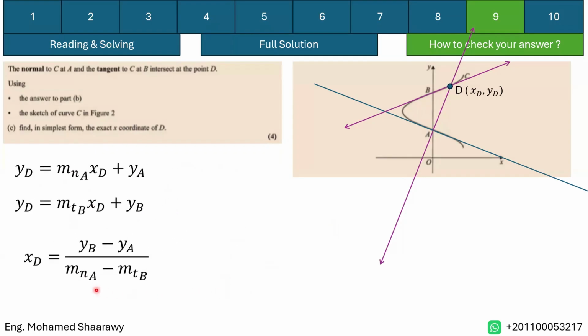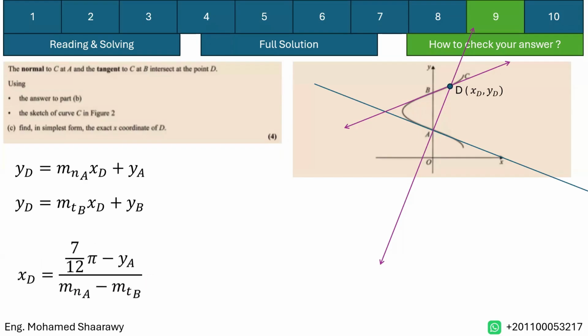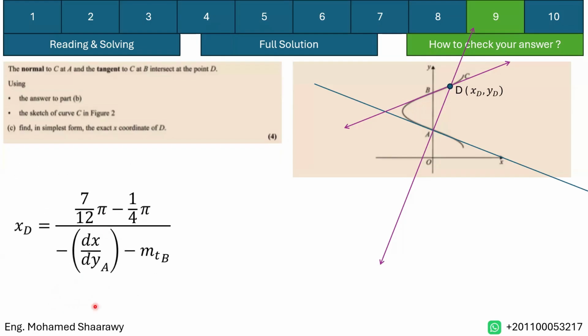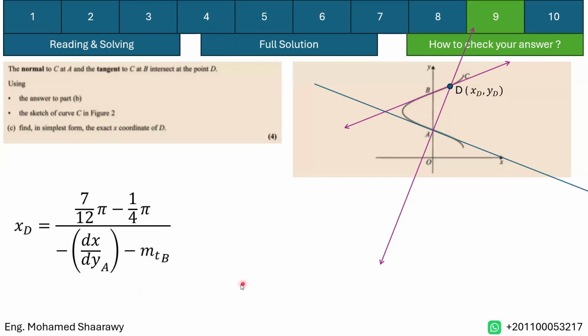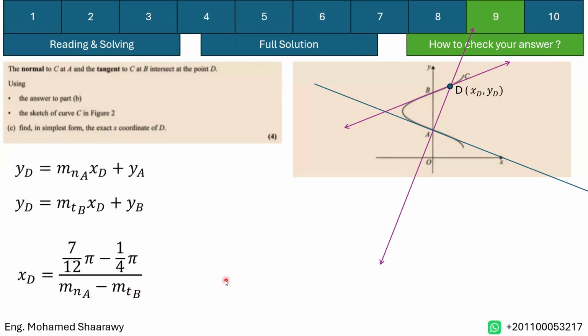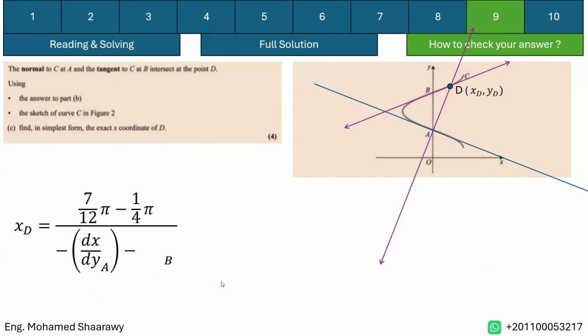Now I'm almost done. The y of B, I got it in part A. The y of A, I got it in part A. The slope of the normal to A and the slope of the tangent at B, I can find them using dy by dx. So the y of B is 7 over 12 pi. The y of A is 1 over 4 pi. And now the slope of the normal is negative dx by dy. The slope of the tangent is dy by dx. Of course, this is at A and this is at B, don't forget this, because I'll need this later.